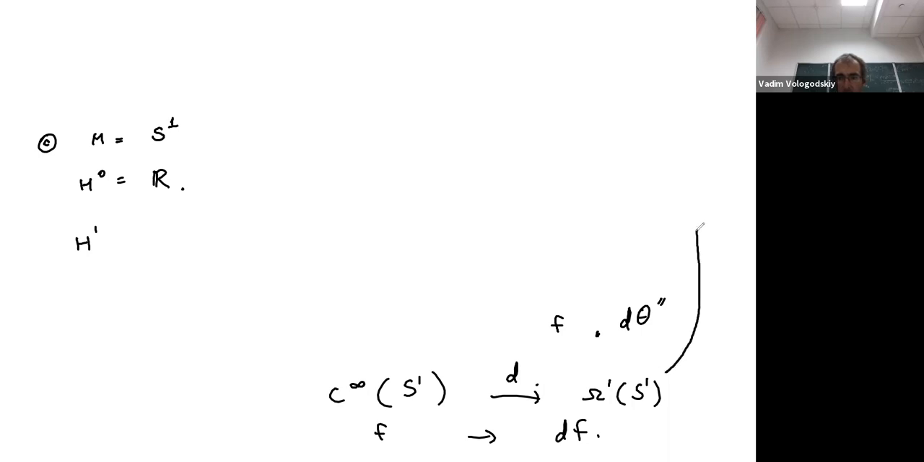So in order to show this, I will construct a map from one forms on S1 to real numbers. And I will give you a formula for this map. This map is called the integral. And so it takes this one form to the integral of the function f dx from 0 to 2 pi.